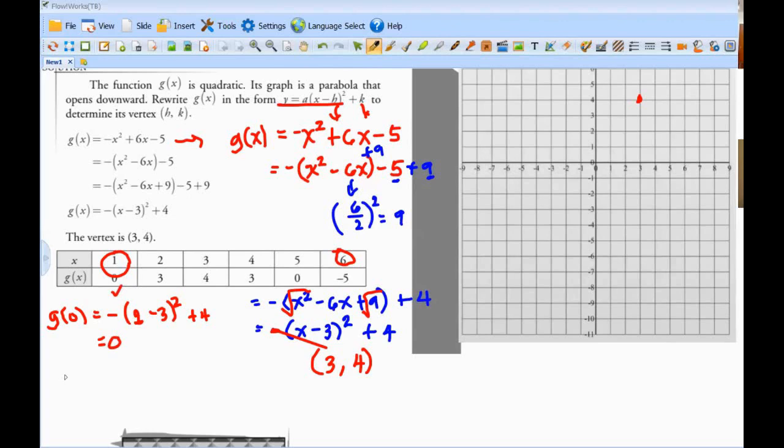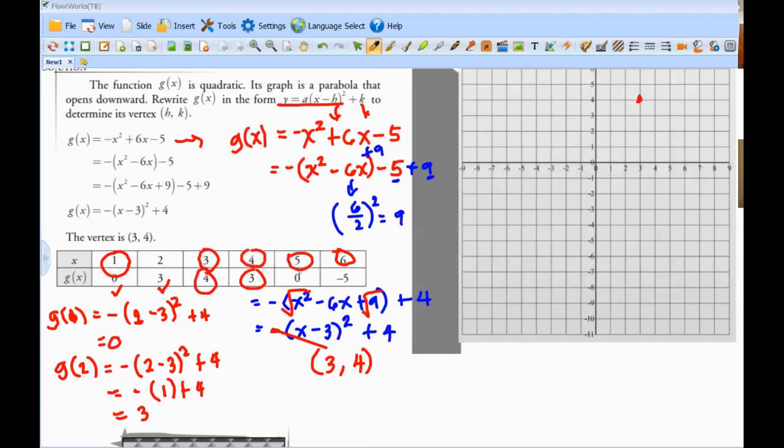Next, we have g of 2. What about our g of 2? The x now is 2. So negative, then 2 minus 3 squared plus 4. 2 minus 3 is negative 1. Squared is positive 1. So negative 1 plus 4 will give you 3. Next, if it is 3, just enter it into this equation, then you will get 4. If it is 4, you will get 3. If it is 5, you will get 0. If it is 6, you will get negative 5.